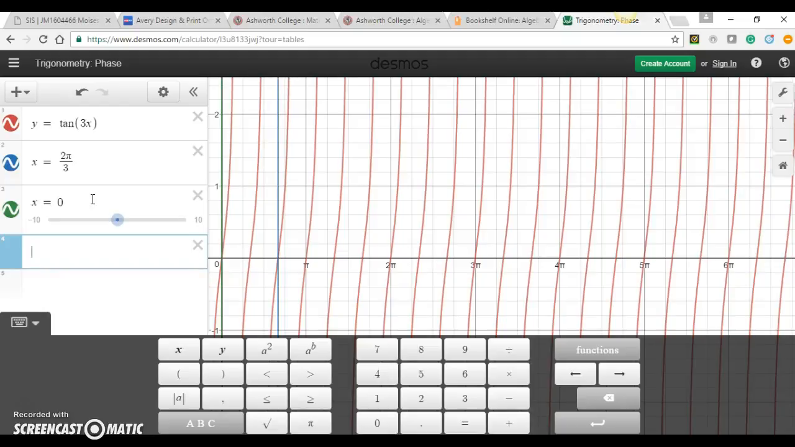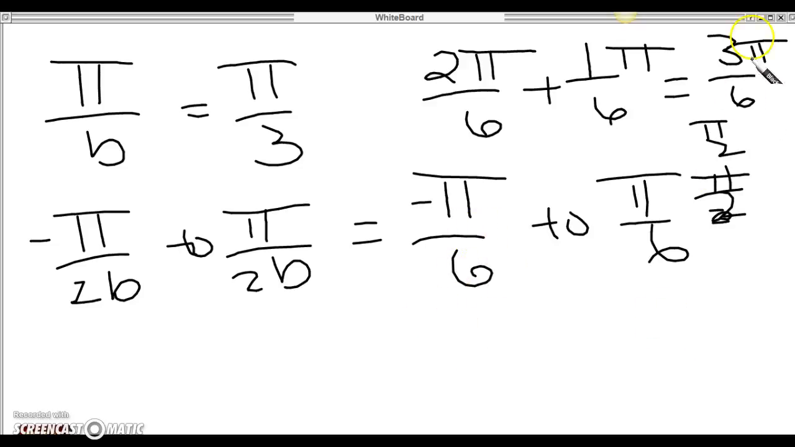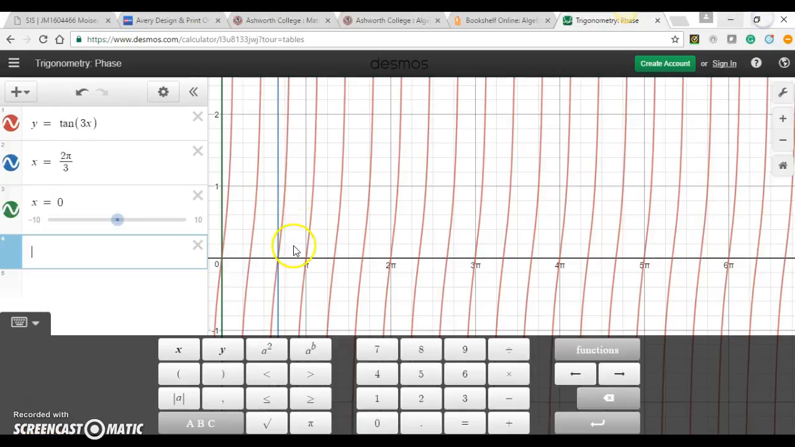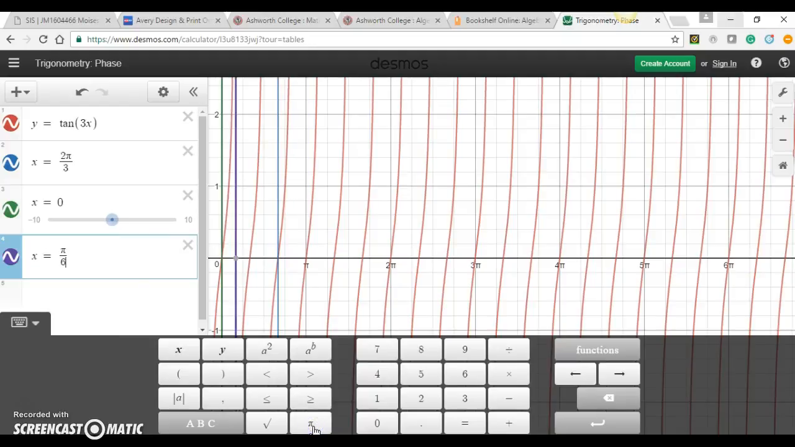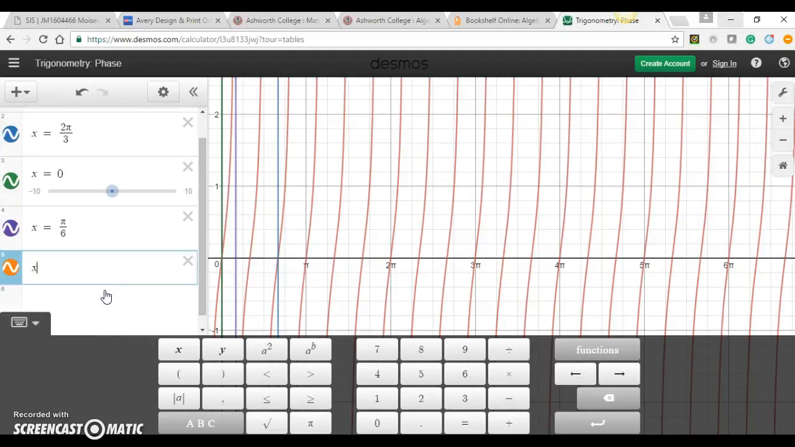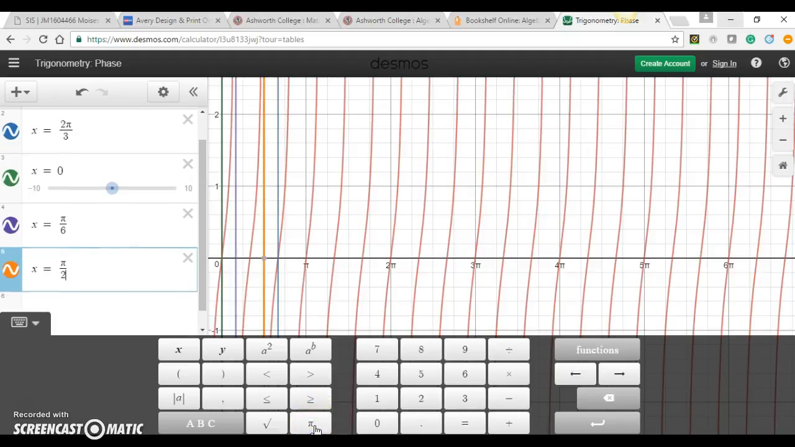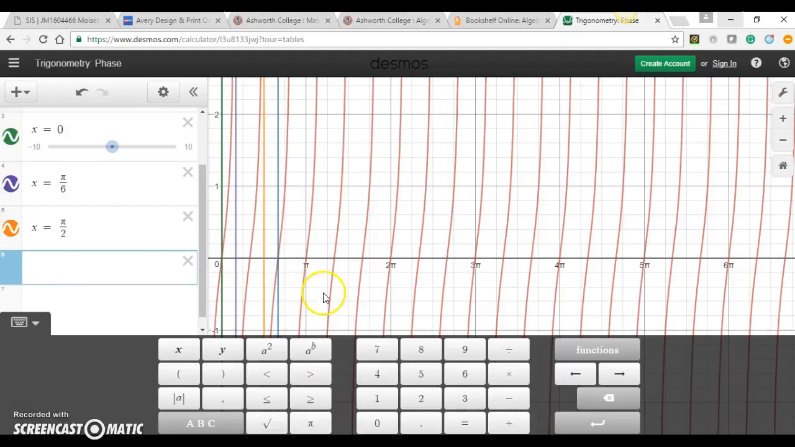Let's put some asymptotes there now. And we said our asymptotes were negative pi over 6. We don't even need negative because it's starting at 0. So let's put pi over 6 instead. X equals pi divided by 6. So there's one asymptote. And x equals pi divided by 2. There's another asymptote, and that's the last one because this is my barrier right here.